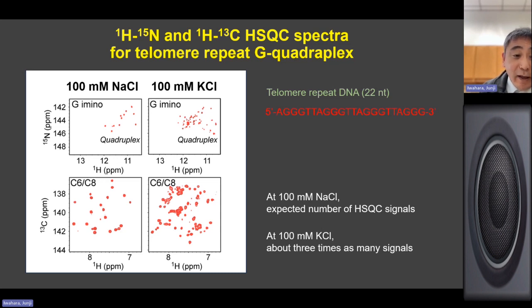Okay, so this is N15 HSQC and carbon-13 HSQC, and for the NaCl conditions, we saw just the expected number of HSQC signals for each case, but in KCl conditions, we saw about 3 times as many signals as you see here. So you can easily tell that there are multiple species under this condition.